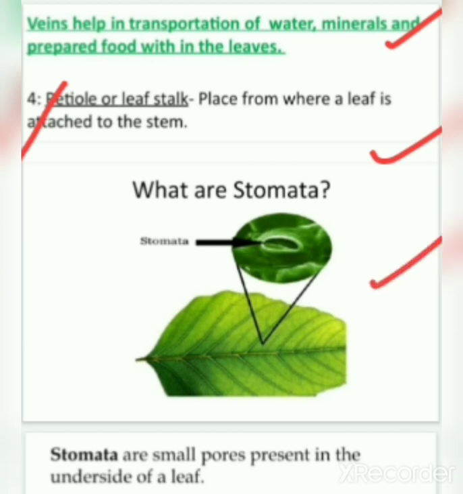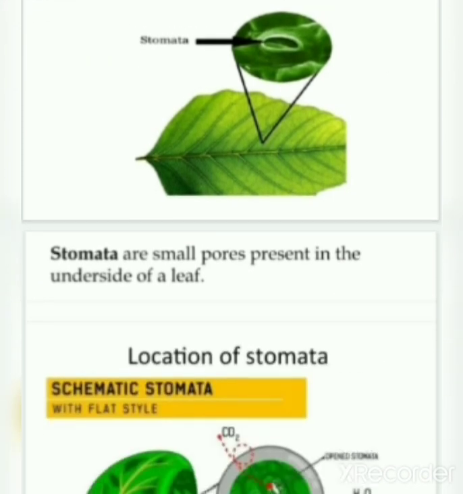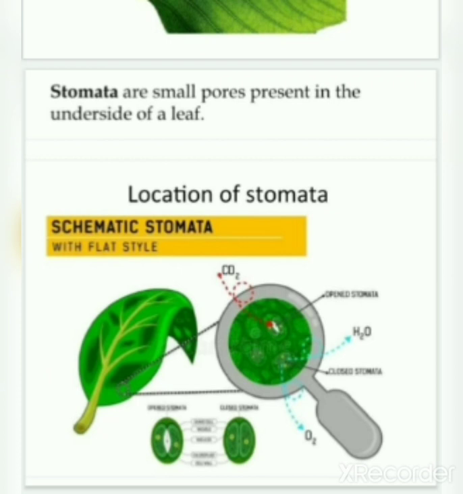Next important topic is what is stomata. What are stomata? So children, stomata are the small pores present on the underside of the leaf. These are very small, tiny openings which are found on the underside of the leaf, that is the lower side of the leaf.